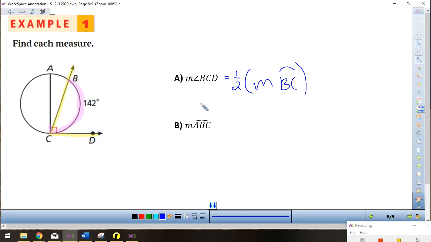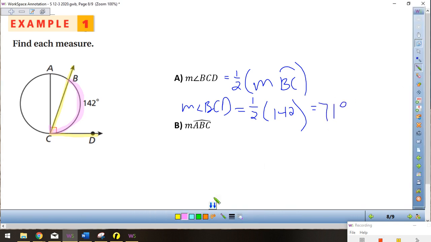That's easy enough. So my measure of angle BCD is equal to 1/2 of 142, which when you divide that out, you're going to get that your angle BCD is equal to 71 degrees. And that's it.